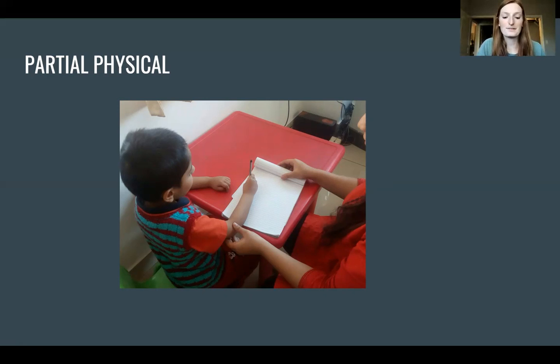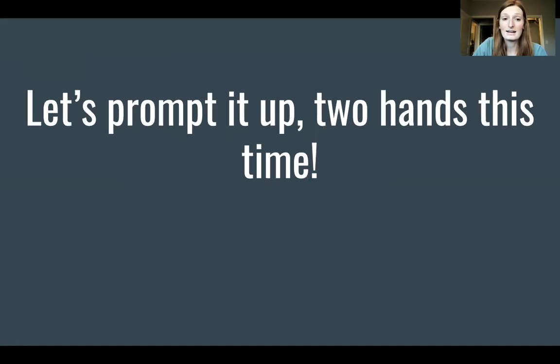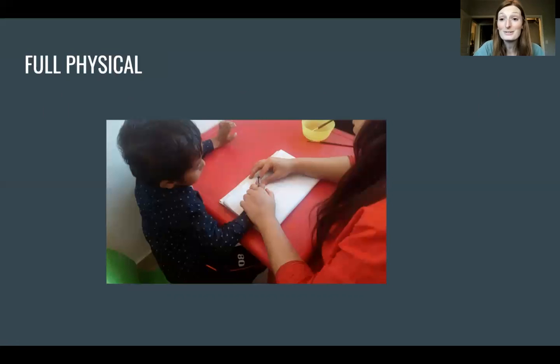Our last prompt that we look at is our full physical prompt. A full physical prompt is doing hand over hand and physically helping that learner. This is like when you're using two hands. We're looking at this full physical prompt. So this is the most intrusive prompt as well. So you may be doing hand over hand to wash their hands, right? You're guiding that child's hands as you are helping wash them.